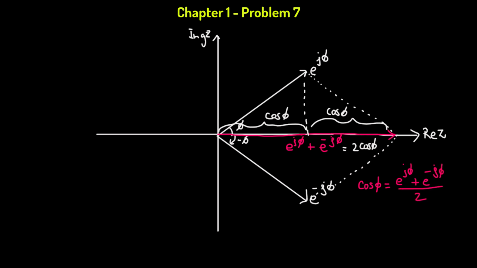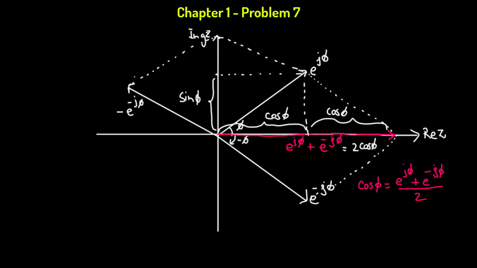Next we take e raised to the power of negative j phi and flip it by 180 degrees so that we get negative e raised to the power of negative j phi in the second quadrant. Then we draw a parallelogram. Then the diagonal will be equal to sine phi plus sine phi. So we have 2 times sine phi, and that is actually equal to e raised to the power of j phi plus negative times e raised to the power of negative j phi.